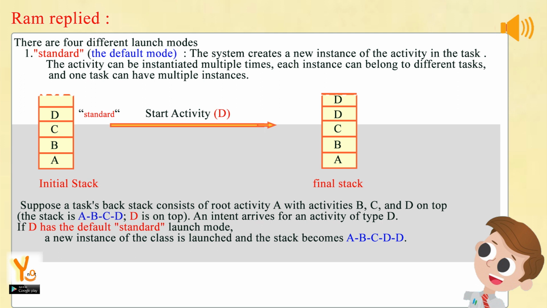Suppose a task's backstack consists of root activity A with activities B, C, and D on top. The stack is A, B, C, D, D is on top. An intent arrives for an activity of type D. If D has the default standard launch mode, a new instance of the class is launched and the stack becomes A, B, C, D, D, as shown in the figure.